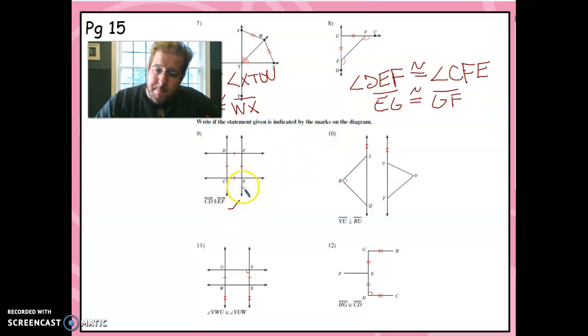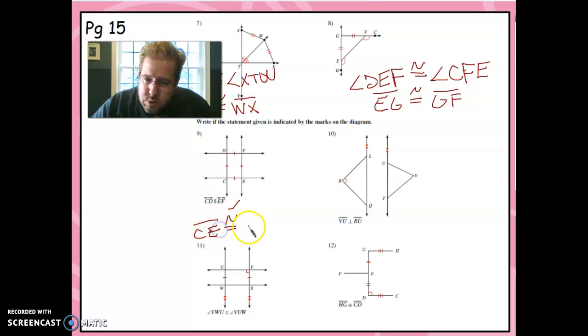I would say that there's more to this, to be honest, because I would also say that CE is congruent to DF. So this information does not say everything that's given, but it is correct. It is true. That's why I put a check next to it. VU is perpendicular to RU? No, in fact, segment RU does not even exist in this diagram. So that's a no.